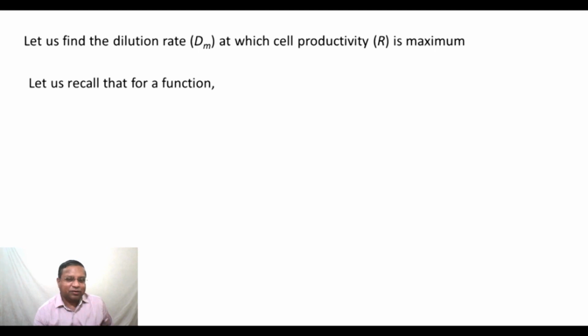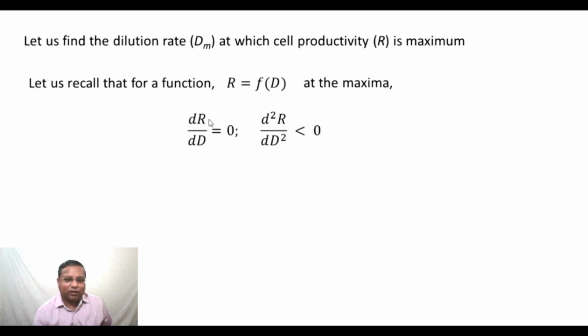For a function, we know the conditions for a maximum, mathematically. For example, if R equals f of D, at the maximum point dR/dD would be equal to 0, the slope becomes 0, and the second derivative would be less than 0. That is the condition for a maxima. Alternately, the condition for a minima is that dR/dD would be 0 and the second derivative would be greater than 0. This we all know from our initial math courses.